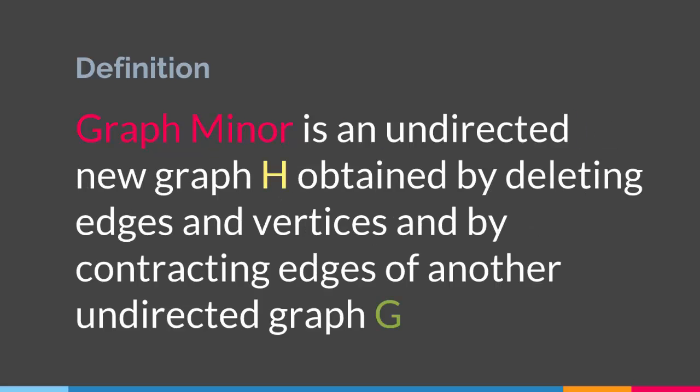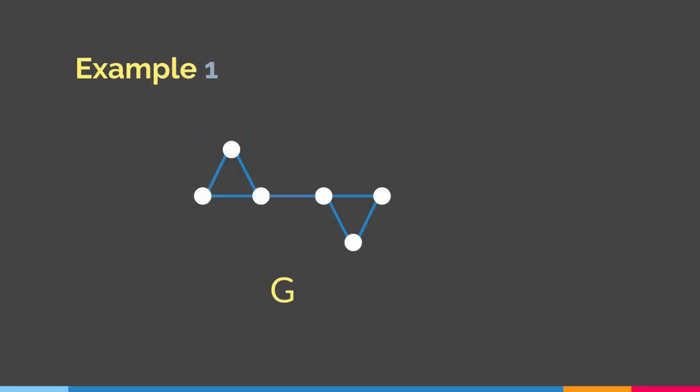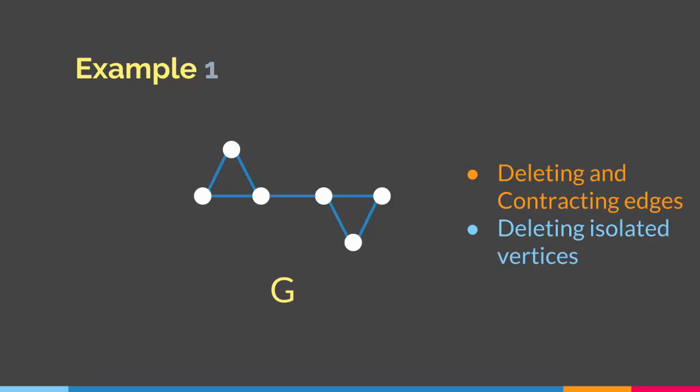Then we come to graph minor. Graph minor is an undirected new graph H obtained by deleting edges and vertices and by contracting edges of another undirected graph. So when we have a graph and we perform deleting edges and vertices and contracting edges on this particular graph, we get a new graph H that we call a graph minor. So let me give you examples. Let's say I have this graph, I call it G. In order to get a graph minor, I can perform deleting and contracting edges and deleting isolated vertices. That is what I can do.